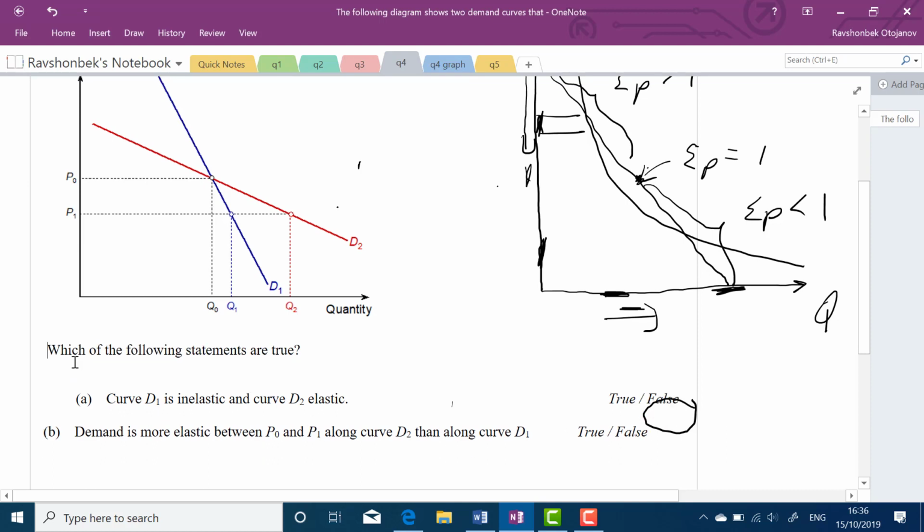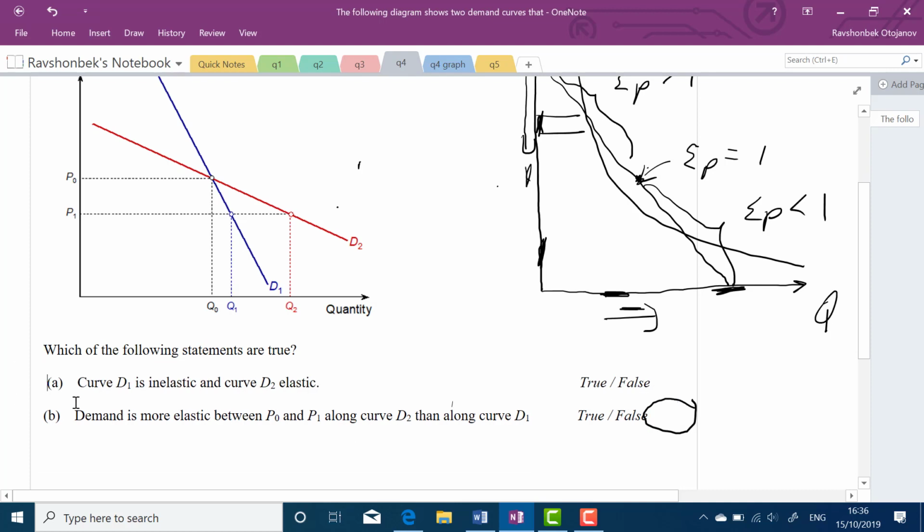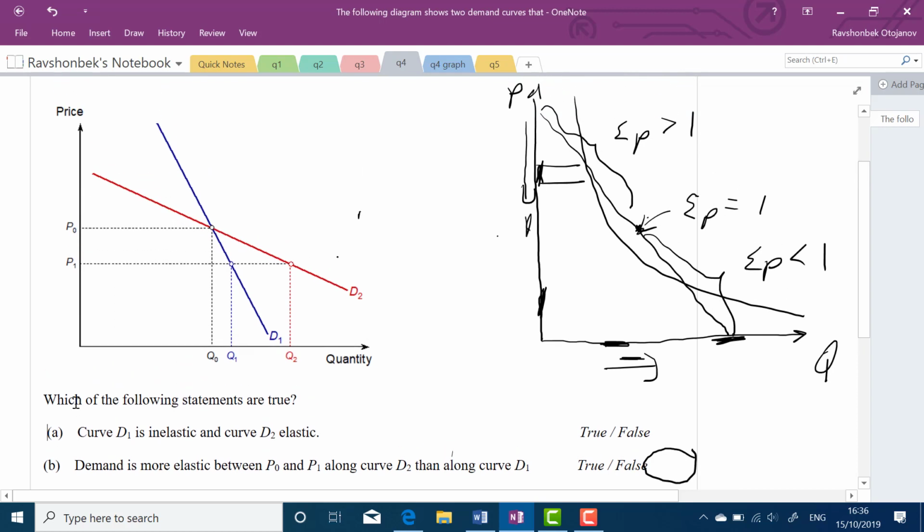Rather than saying demand as a whole is elastic or inelastic, it's between 2 points, because it's a straight line demand curve, yeah? Look at between 2 points. So demand is more elastic between P0 and P1 along D2 than along D1. Is this true or false?